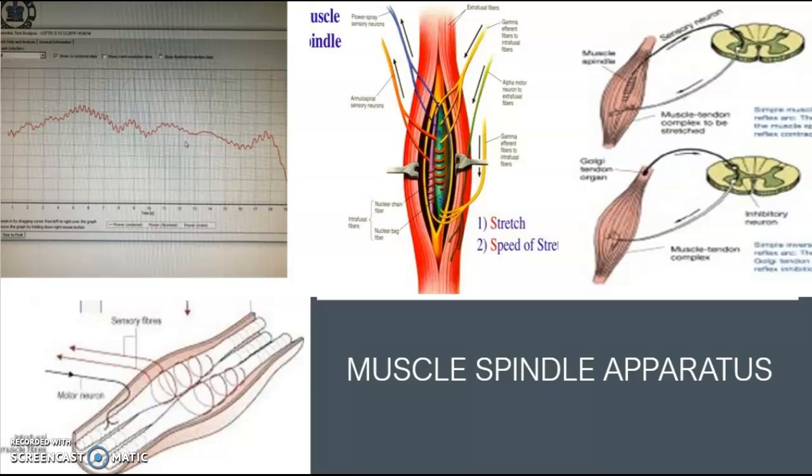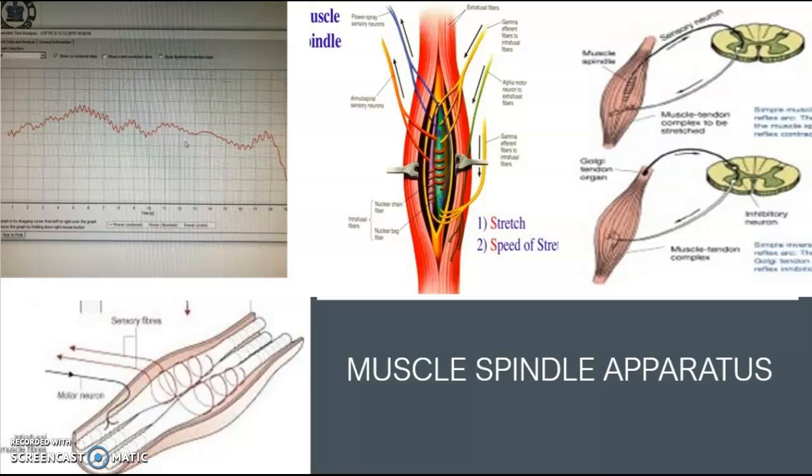Extrafusal muscle fibers are the standard skeletal muscle fibers that are innervated by alpha motor neurons and generate tension by contracting. Therefore, they allow skeletal movement, which generates everyday movement and some exercise. For example, you need this in gymnastics, which allows gymnasts to perform their different movements.